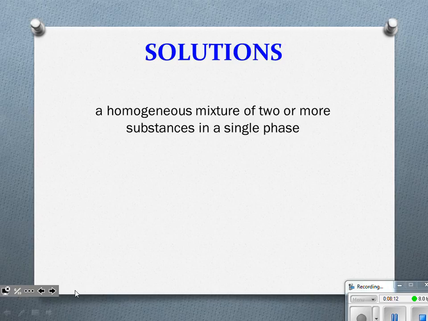What is a solution? A solution, by definition, is a homogeneous mixture of two or more substances in a single phase. Remember, what's a phase? Give me an example of a phase. Gas, a liquid, a solid. Two or more substances in a single phase. We deal with mixtures all the time. We deal with solutions all the time. But by definition, a solution is a homogeneous mixture. So that means that it is uniform.